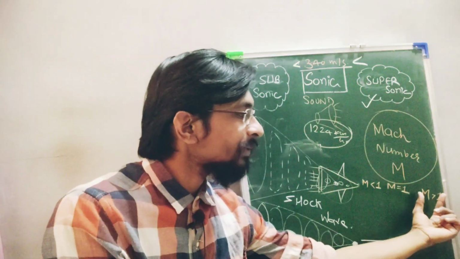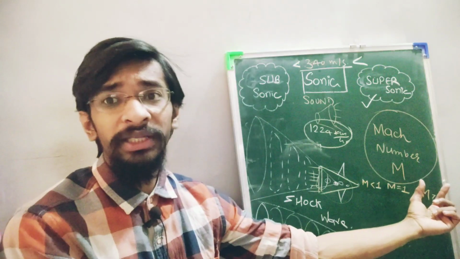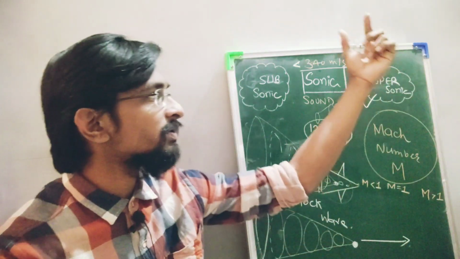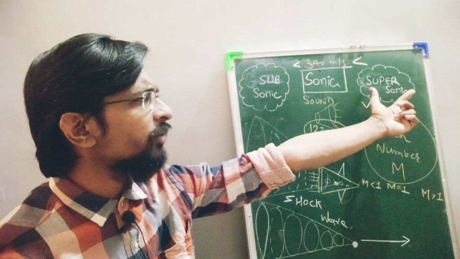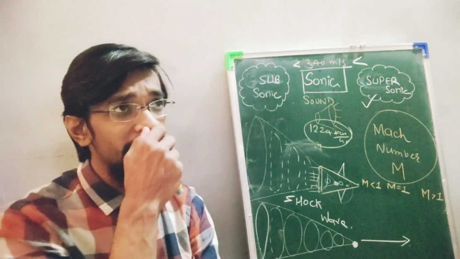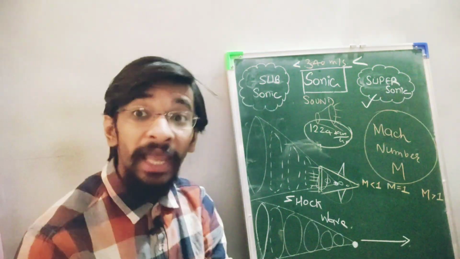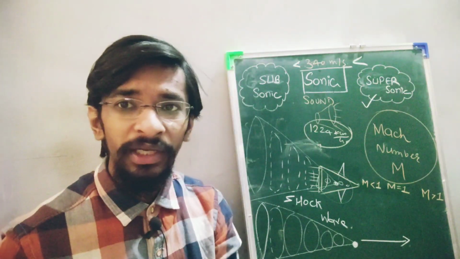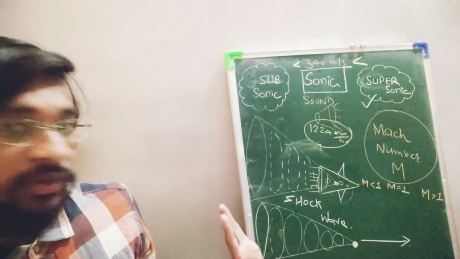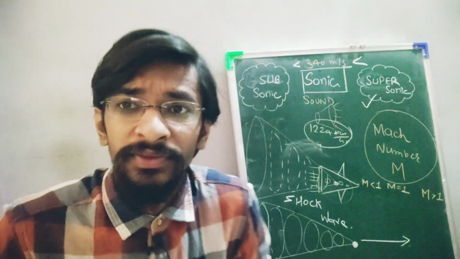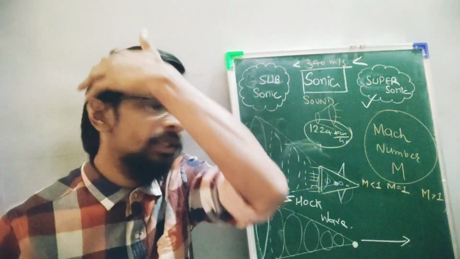If the Mach number is greater than 1, this quantification gives us the information that the object is moving with speed or velocity greater than that of sound, and there will be the production of shock waves, and many different parameters associated with shock waves have to be studied. That is what we are doing.